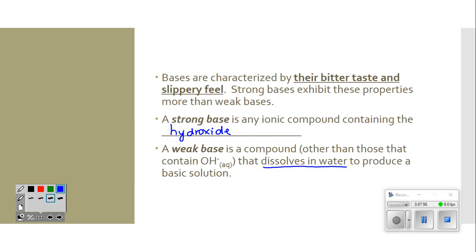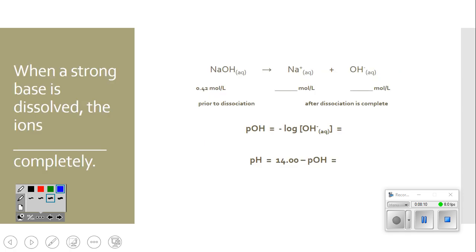Now, there's a difference between a strong and a weak base. Strong bases already have hydroxide. Weak bases don't have hydroxide in their formula, but they will make some when they react with water. So, if I look at a strong base example, the ions dissociate completely.